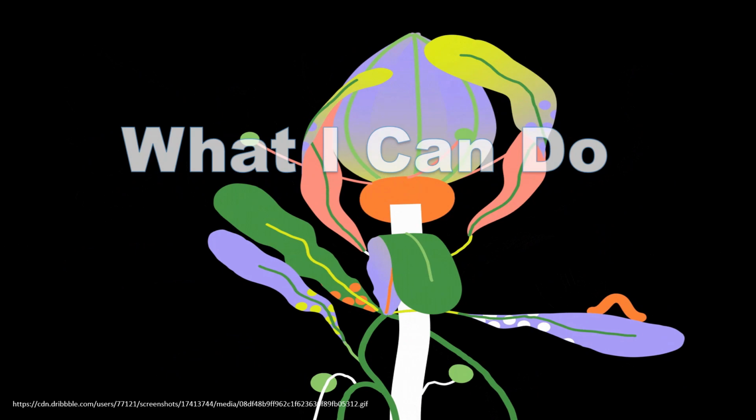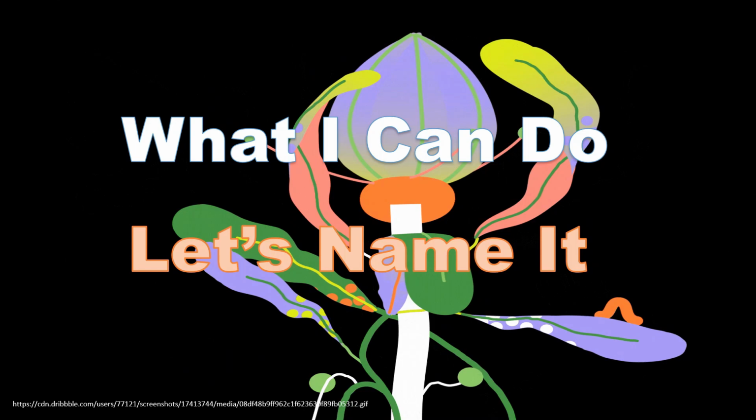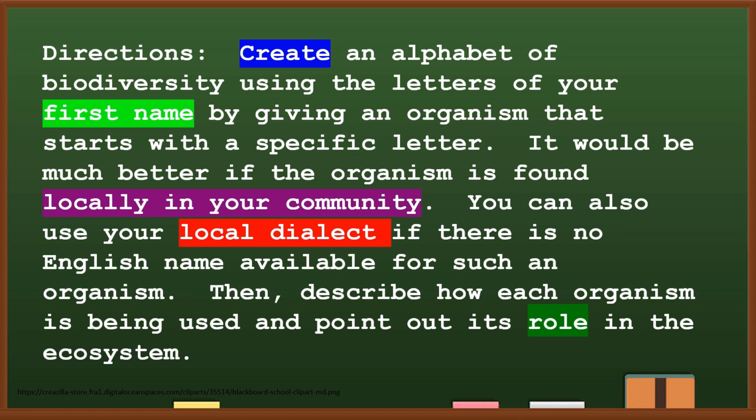What I can do? Let's name it! Directions. Create an alphabet of biodiversity using the letters of your first name by giving an organism that starts with a specific letter. It would be much better if the organism is found locally in your community. You can also use your local dialect if there is no English name available for such an organism. Then, describe how each organism is being used and point out its role in the ecosystem.